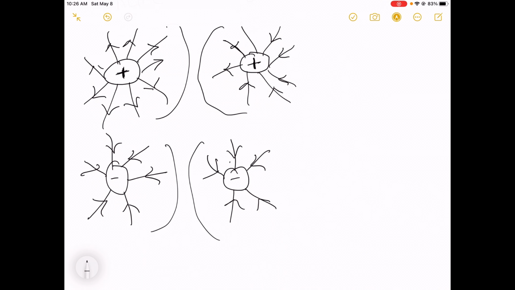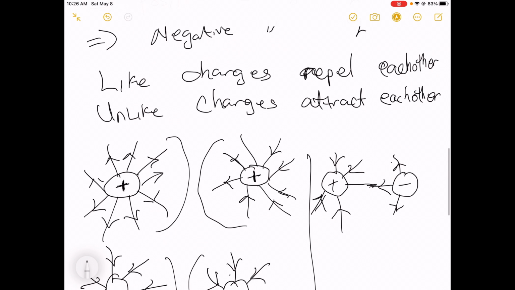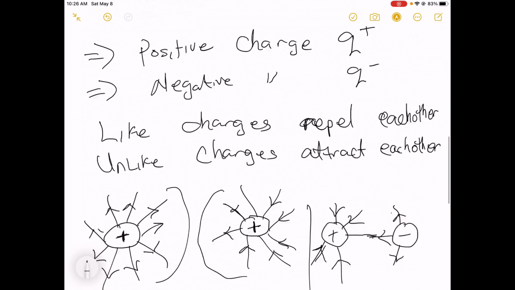But on the other hand, when you bring a positive charge and a negative charge, this gives out electron, right? And this accepts electron. So you can see electron goes into the positive and this gives out electron. So there's an attraction between the positive and negative. That's why I say like charges repel each other, unlike charges attract each other.